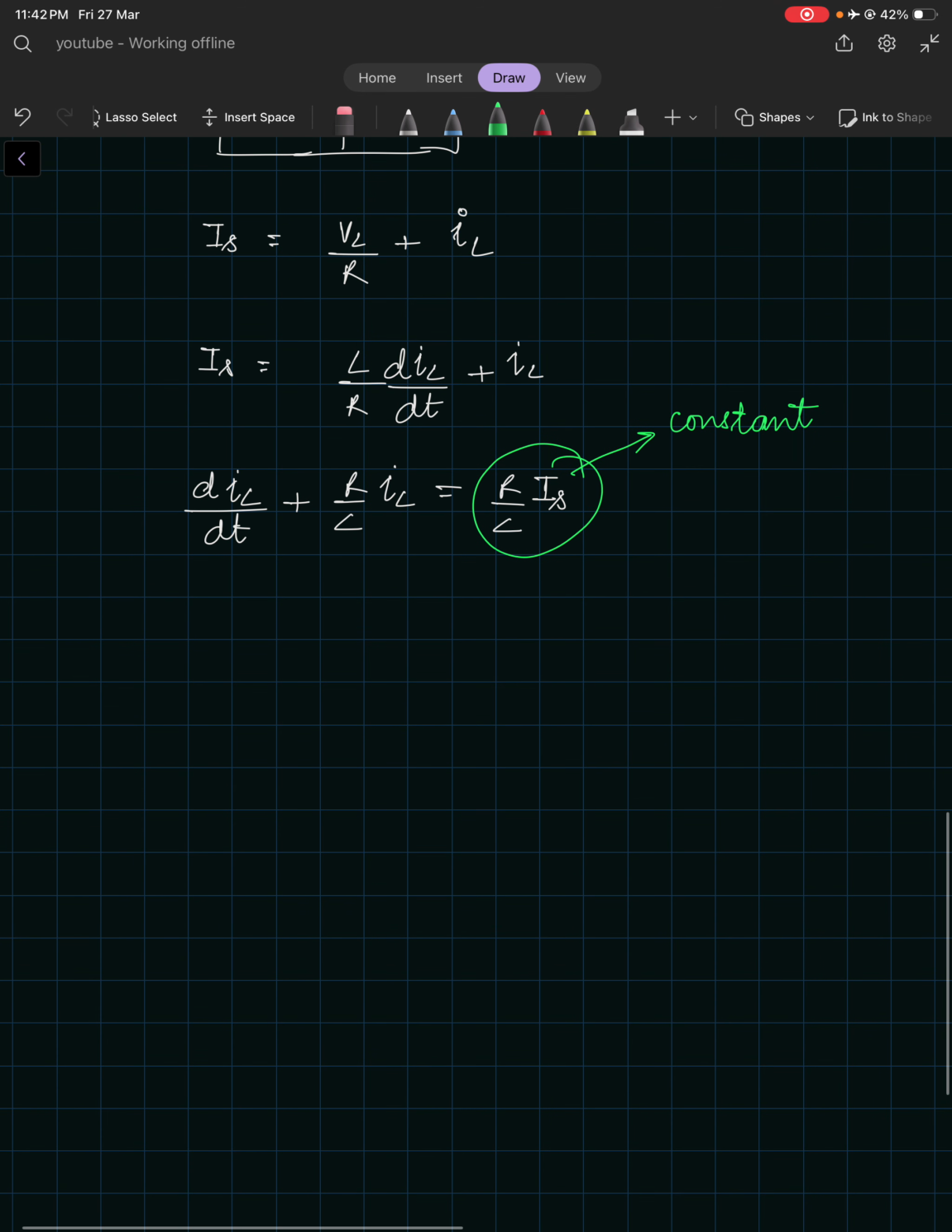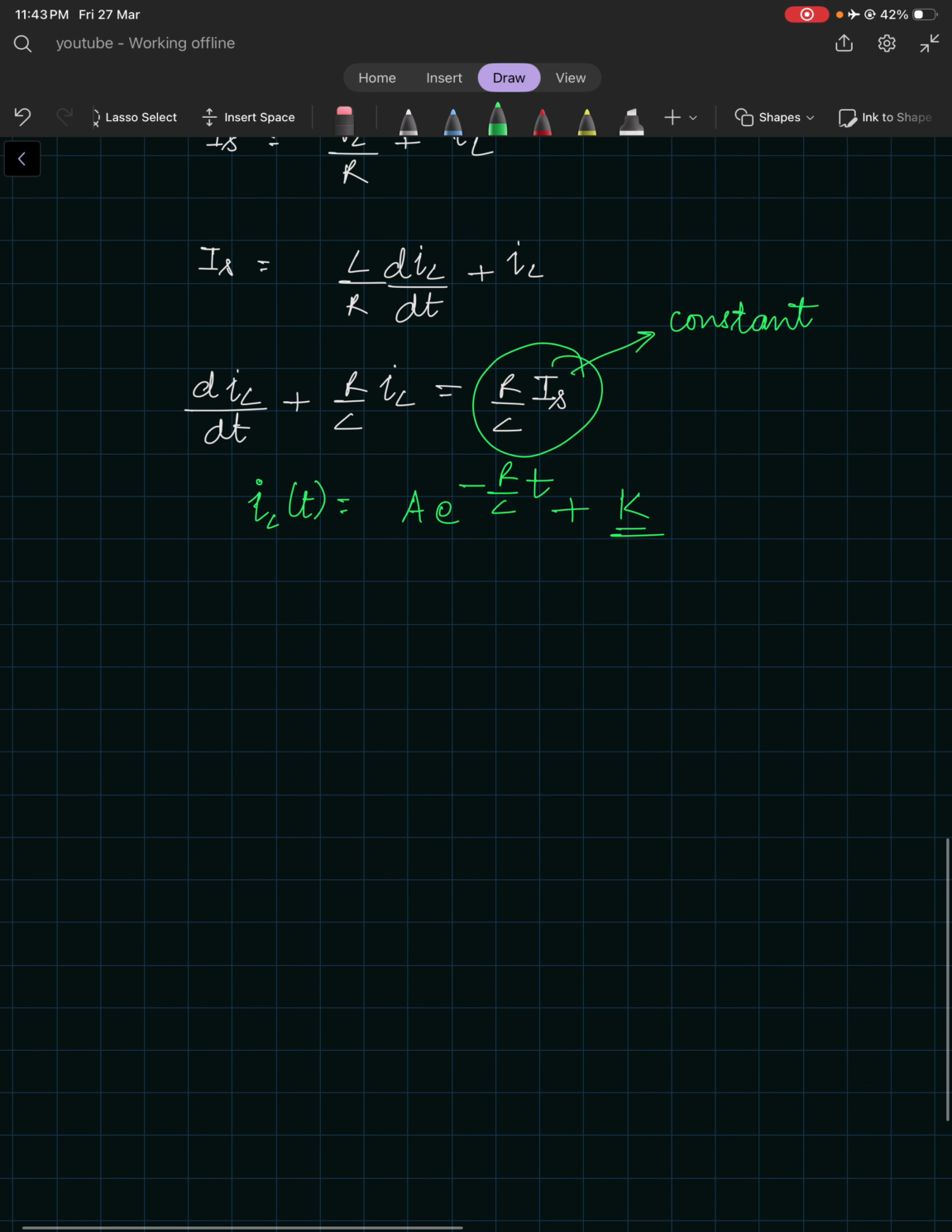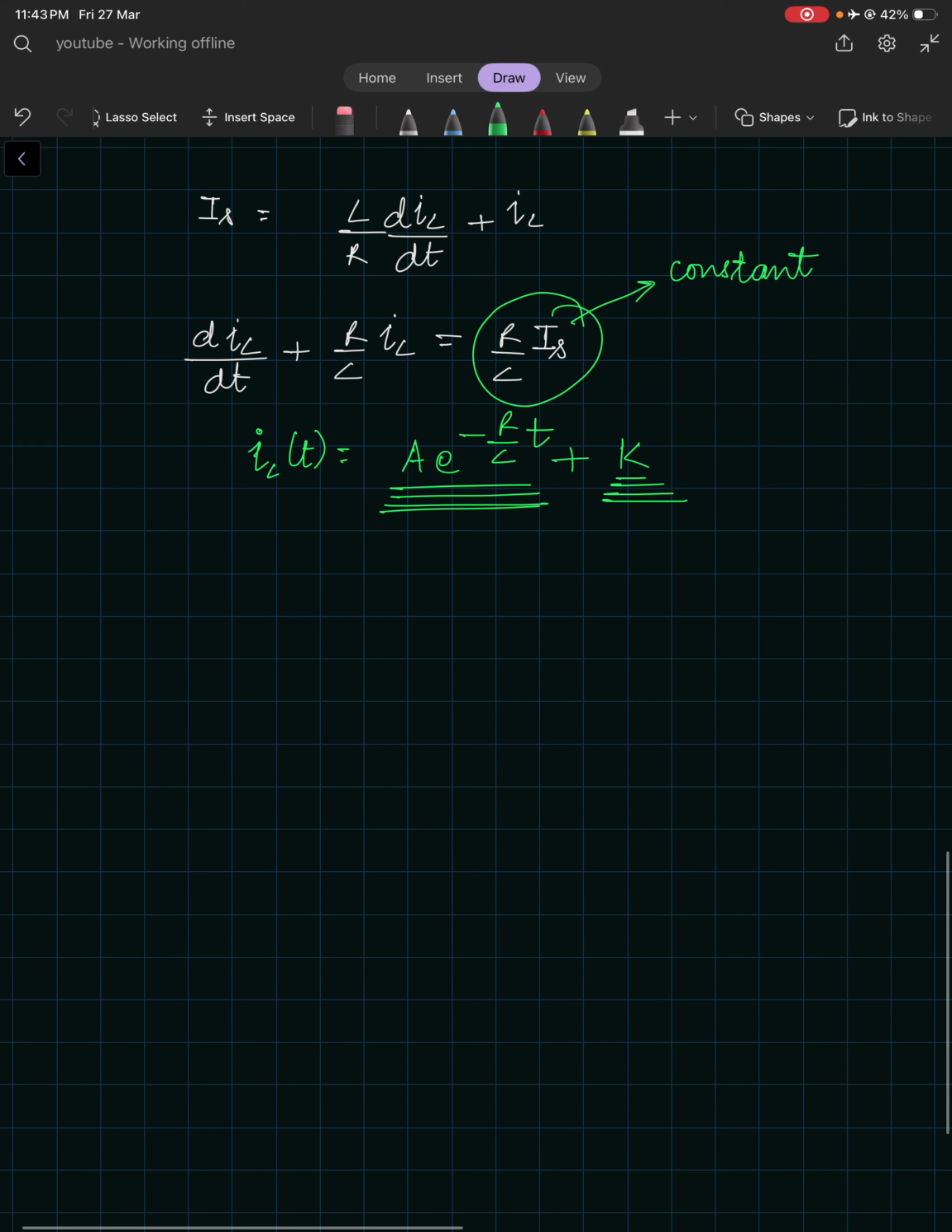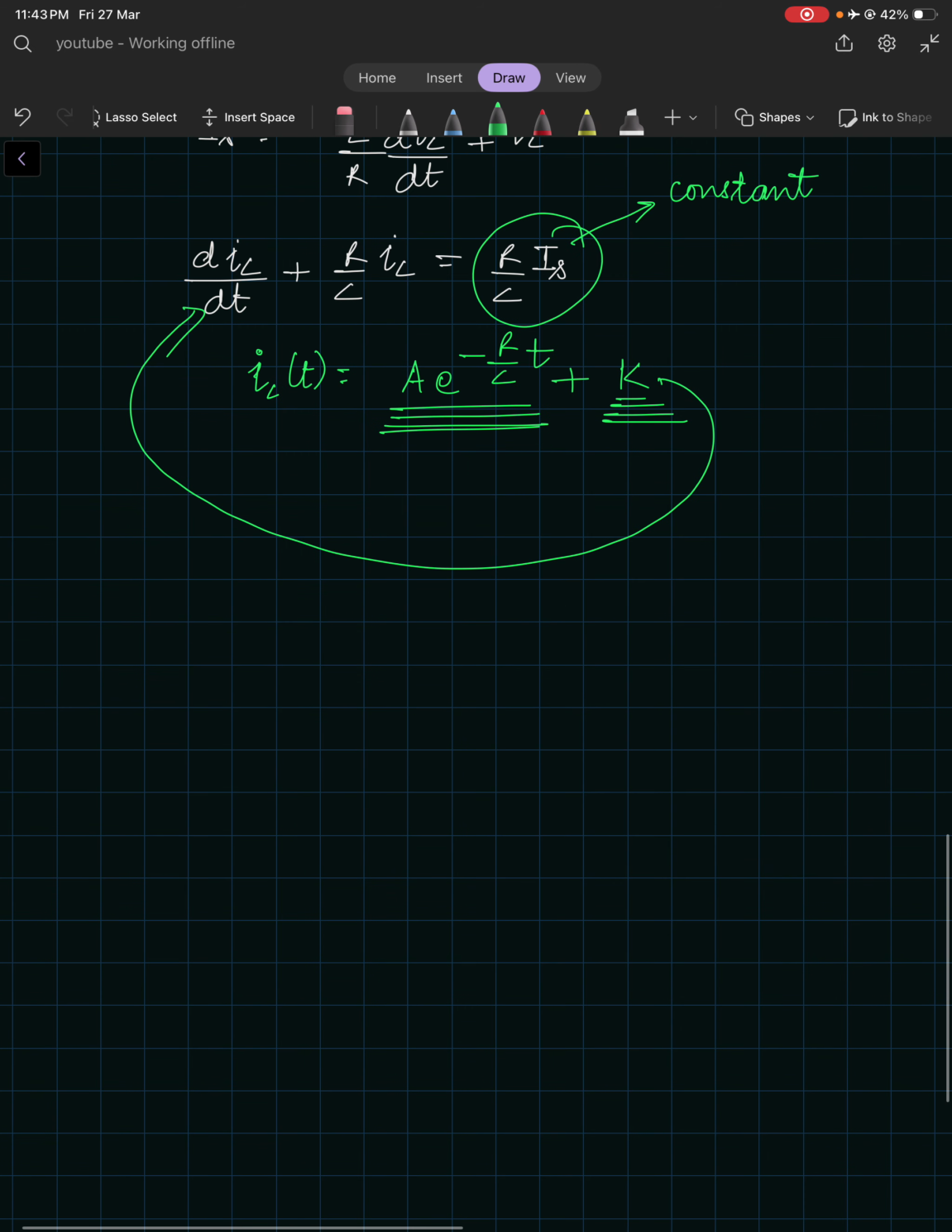So here I can write directly A e power minus R by L into T plus some constant, let's say K. Again, this is a particular integral and this is the complementary function, or this is a steady state response, and the first term is like the transient response. Now how to evaluate K? This is a particular integral. The particular integral will satisfy this equation, right?